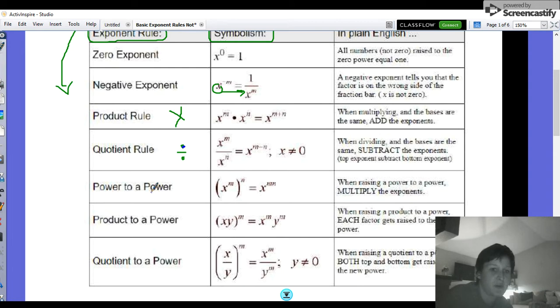Power to power, we're not going to get to this today, but anything raised to a power is multiplying. Notice the parentheses here, that's important. Product to power rule, that's just saying if there is some exponent outside the parentheses, everything inside the parentheses has to be raised to that power. X has to be raised to that power, y has to be raised to that power, and if we had a constant like 5, it would also have to be raised to that power.